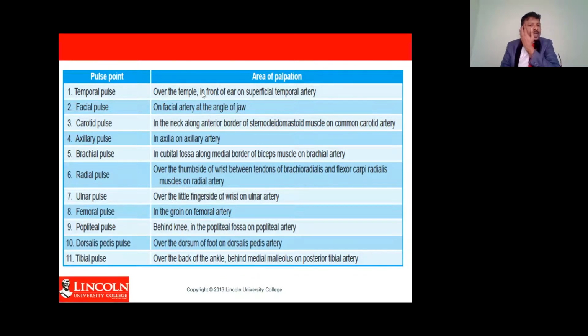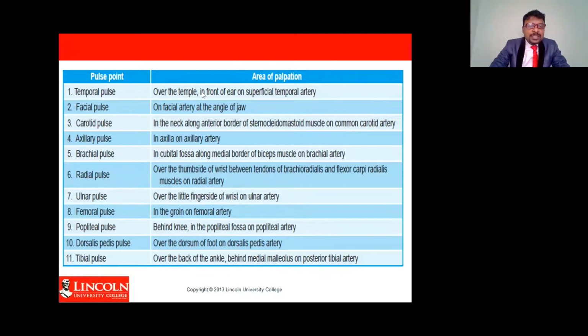And also the facial artery at the angle of the jaw. Here you can feel the pulsations. And also the carotid pulse, which we can find at the neck region. The axillary pulse is in the axilla, where we can feel the pulsation. You can feel it like a pulse sensation.